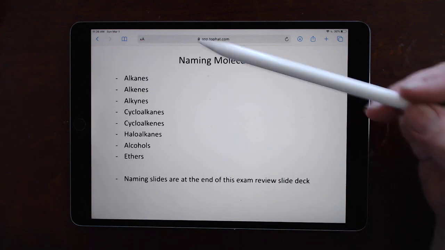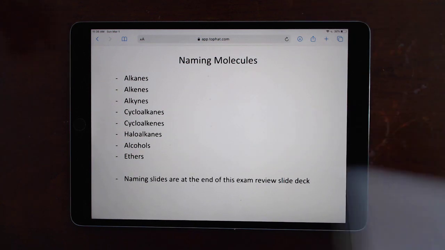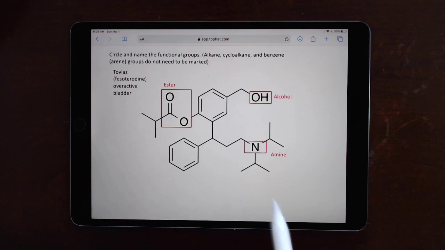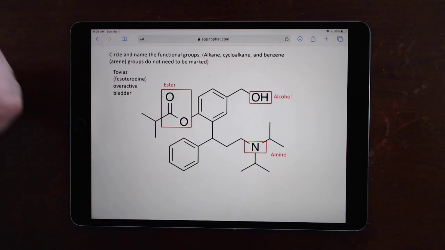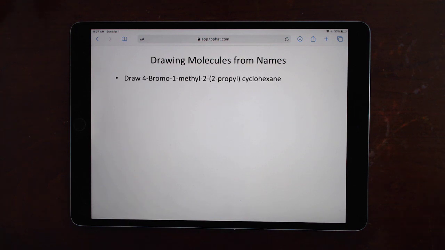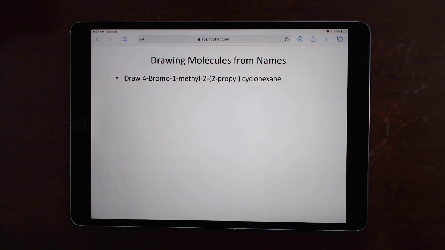Okay, you are going to have quite a few naming molecules. You have to do the name. These are at the end of the slide deck. There's also a bunch of these at the end of the slide deck as well. We're not going to go through those, but you can go in and practice with those. Now we are going to have a couple where I'm going to give you the name and you have to draw it. These are usually really simple. Because what you do is you go backwards.